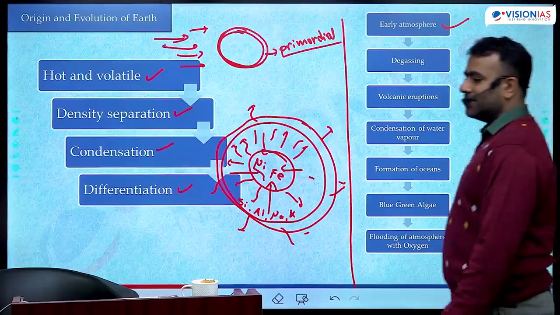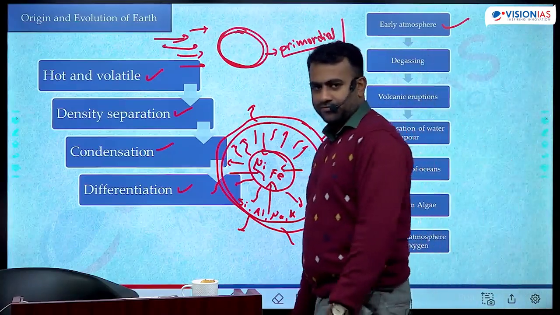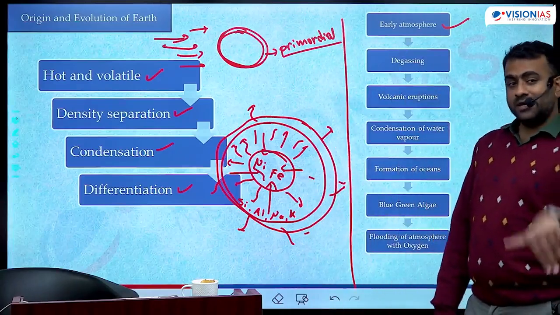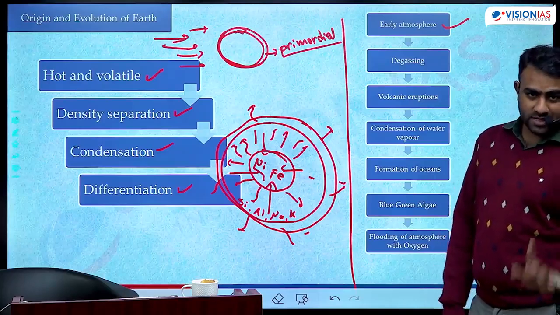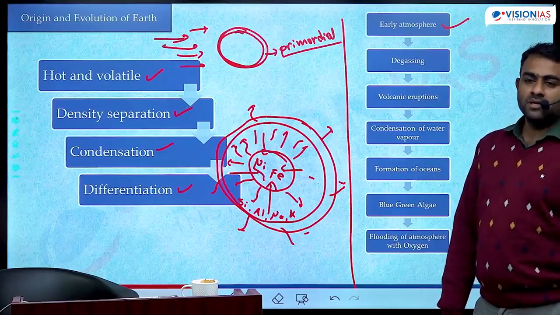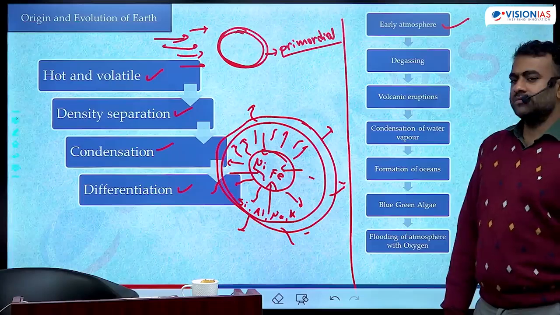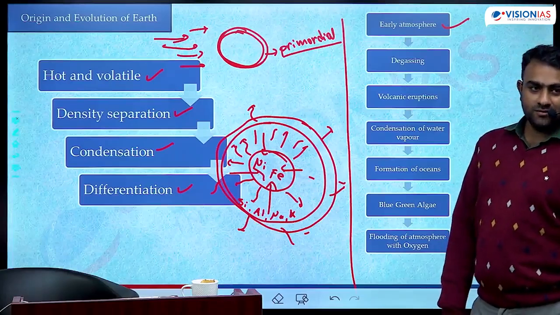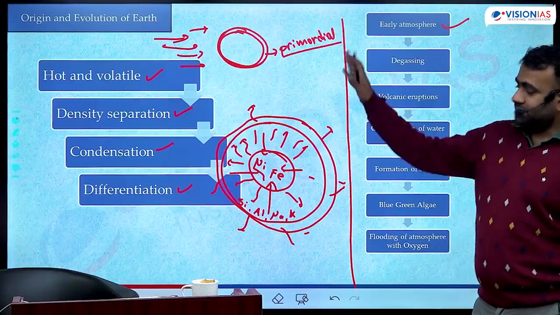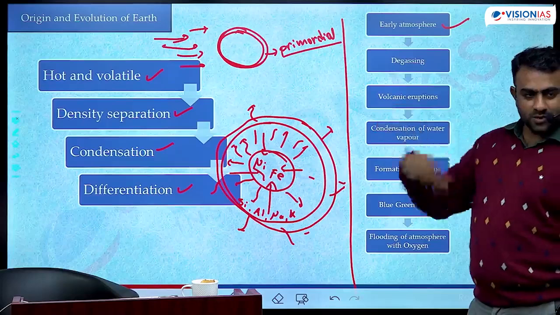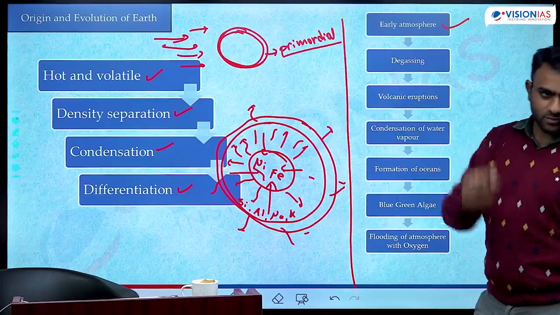After that, a secondary atmosphere was formed, which later further evolves to the present atmosphere. Earth, overall, if you see stage by stage, आपको देखना है तो Earth has gone through 3 stages of atmospheric formation. First one came with the origin, that got removed. Then comes another atmosphere that got modified to the present atmosphere.